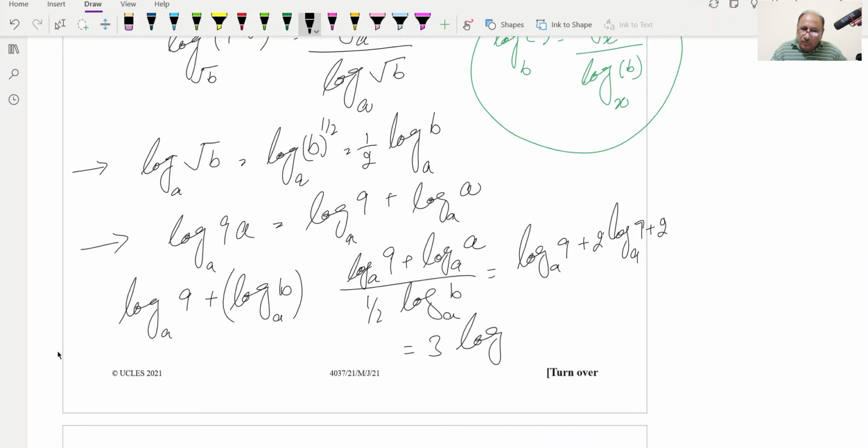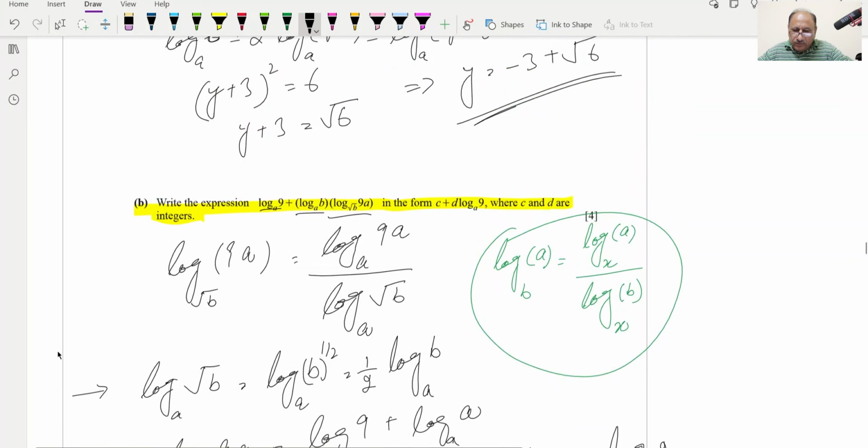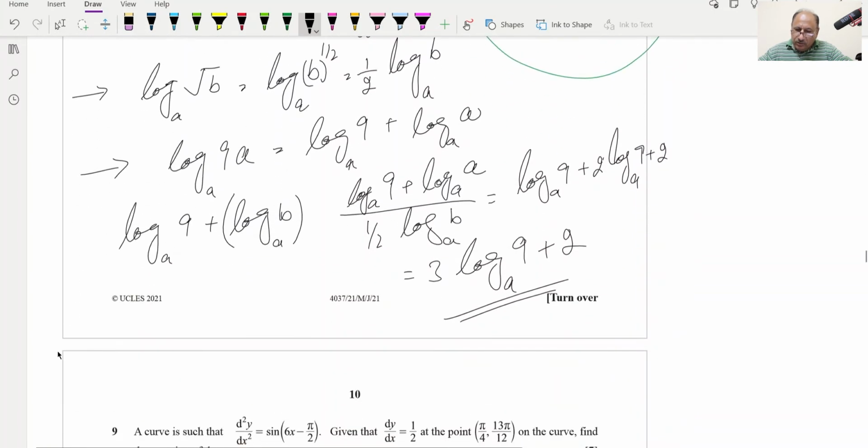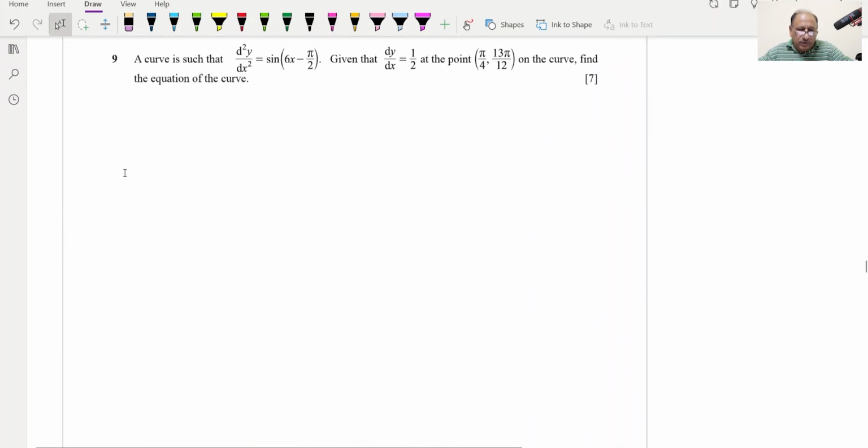We can rewrite it as 2 plus 1 will be 3, so this will be equal to 3 log base a of 9 plus 2, and this is the format which they are asking for, c plus d log base a of 9. So we can write the plus 2 first: 2 plus 3 log base a of 9. Hopefully you understood; this is the same format which was required. Now we can move to question number 9.